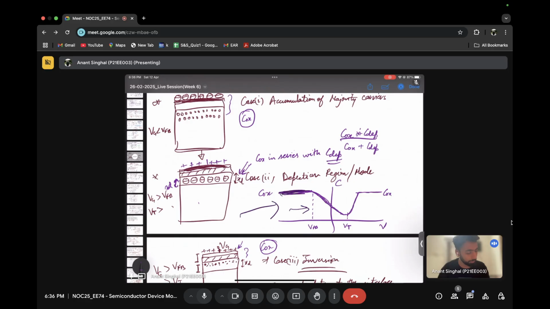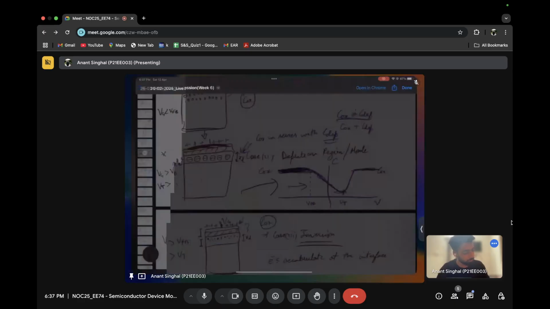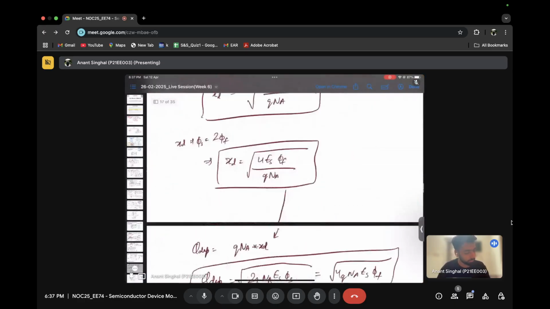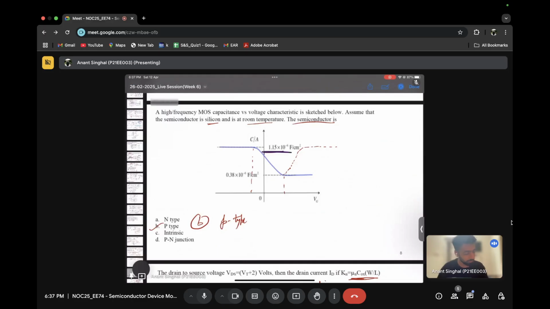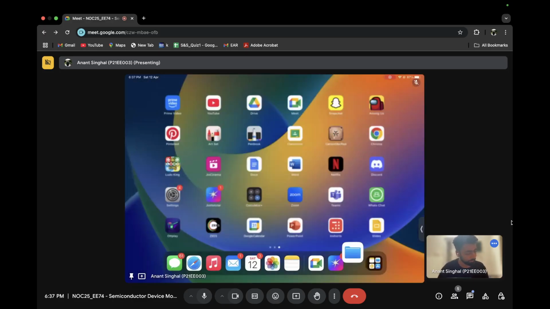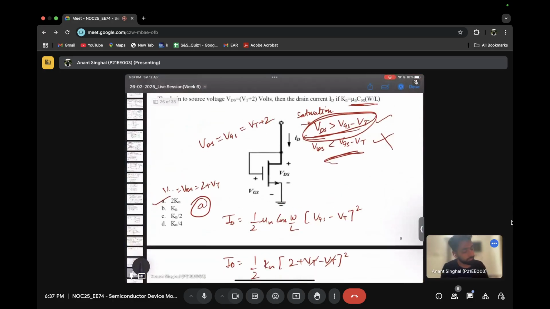So this is the oxide capacitance. That is the maximum capacitance. And then it decreases once it enters into the depletion. Here the series capacitance comes into the picture. Yeah, so the oxide capacitance there was 1.1 microfarad, I guess. So this is the oxide capacitance. Then we do some of the circuit problems.